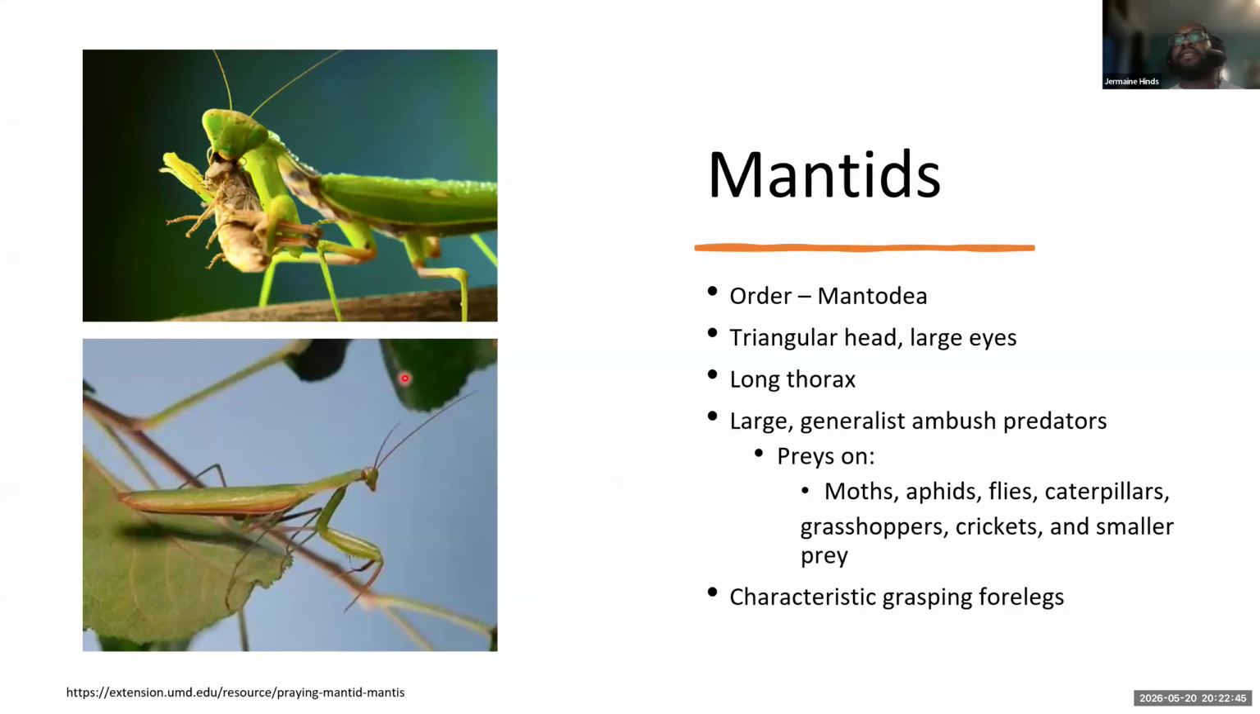Next up, you have your mantids, the order Mantodea. They have this signature triangular-shaped head and a long thorax. Quick question? Yeah, sure, go ahead. For the slide before?